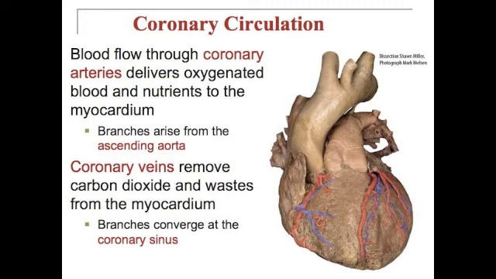Coronary circulation begins on page 738, but blood flow through the coronary arteries delivers oxygenated blood and nutrients to the myocardium. Its branches arise from the ascending aorta. Coronary veins remove carbon dioxide and waste from the myocardium, and those branches converge at the coronary sinus.